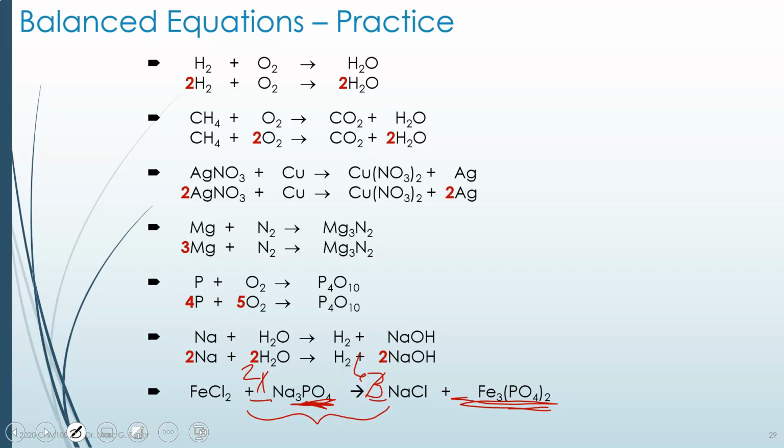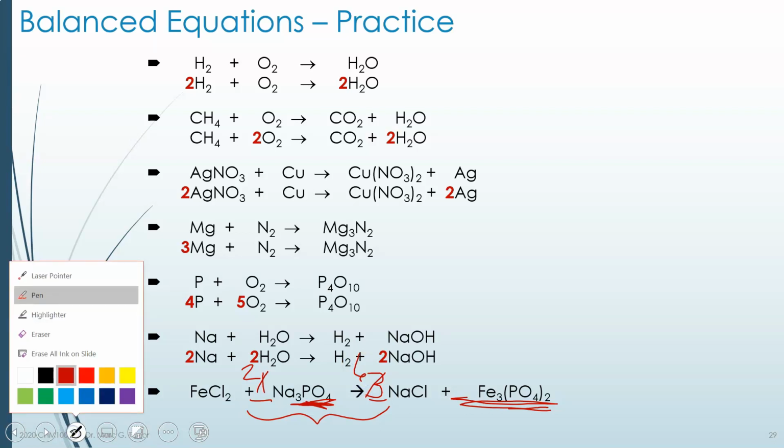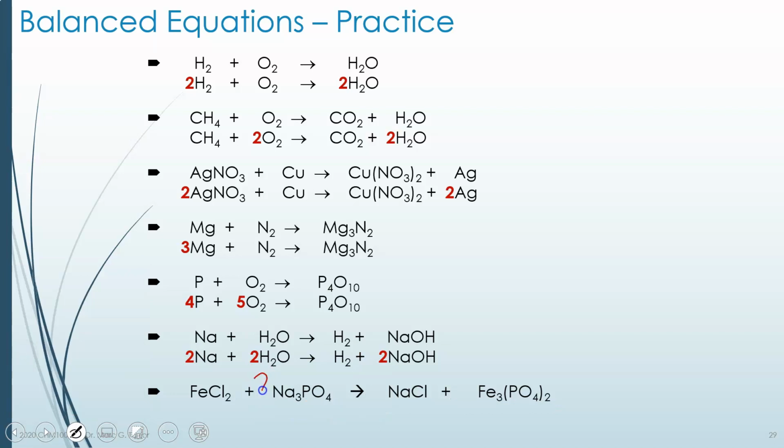So I'm going to erase this and rewrite that. So we have 2 of these and 6 of these, and now we have enough phosphates to make 1 of these, and we have enough chlorines to make 3 of these. And now we know the final ratio is 3 to 2 to 6 to 1.